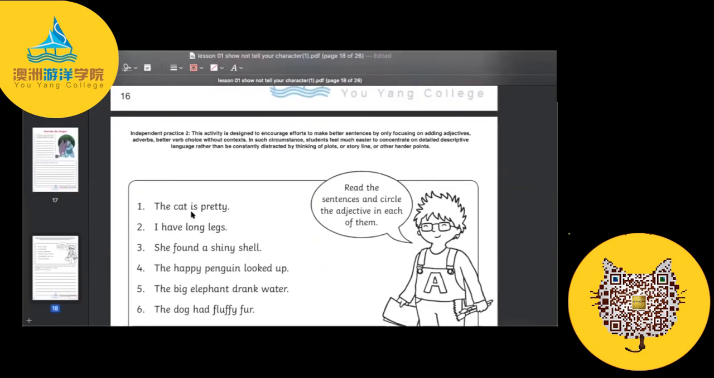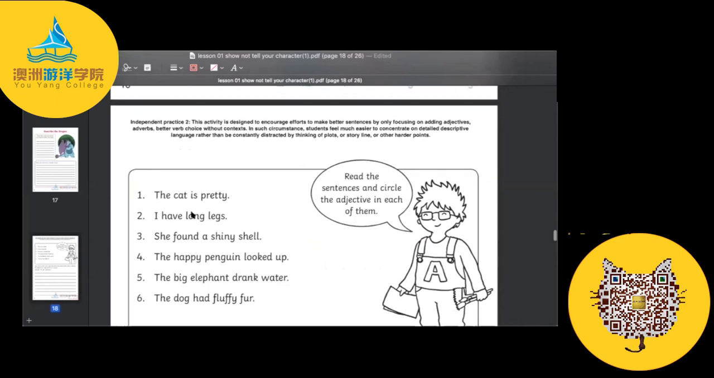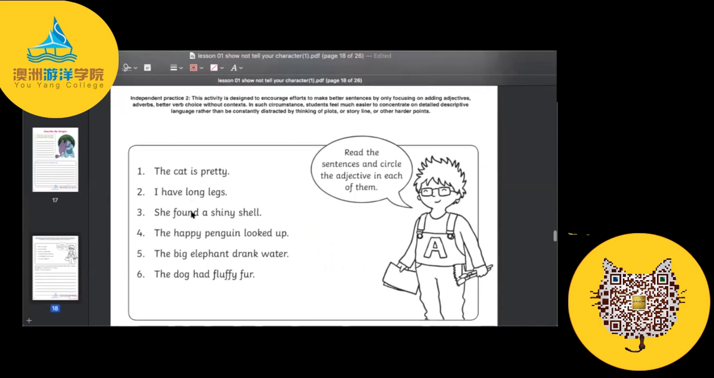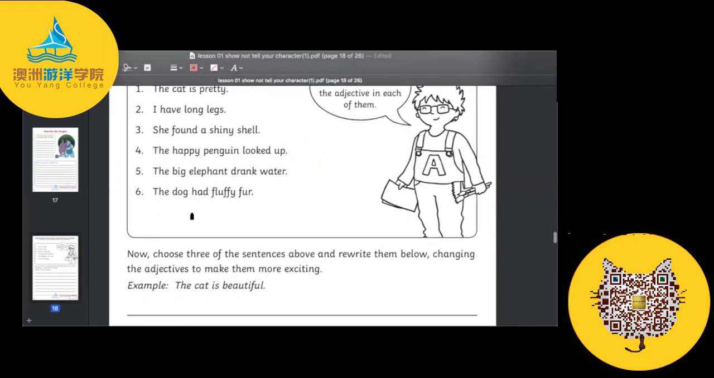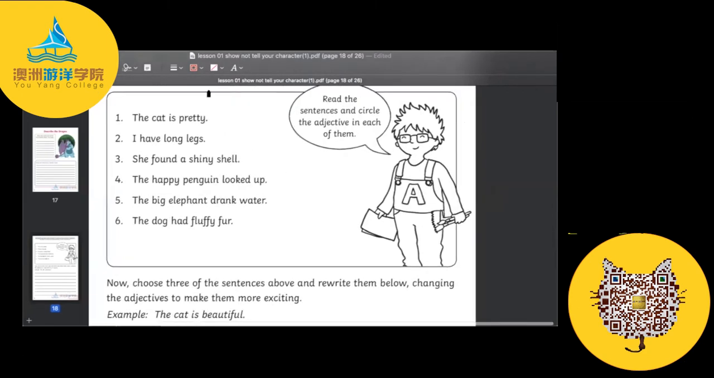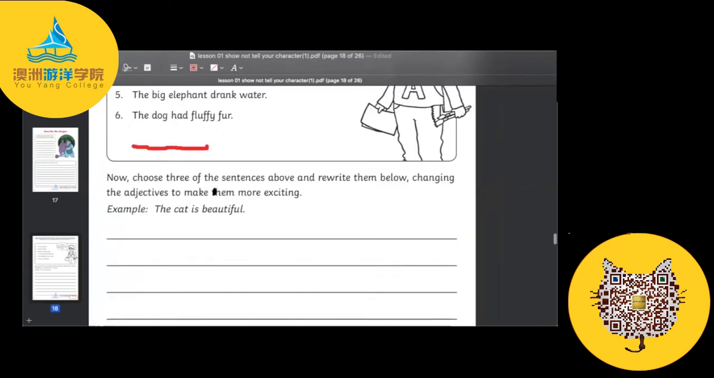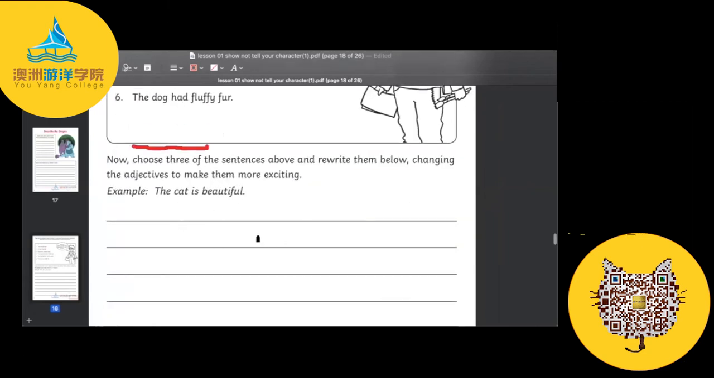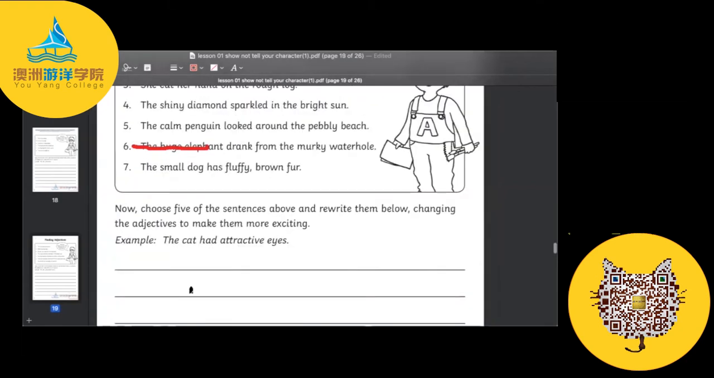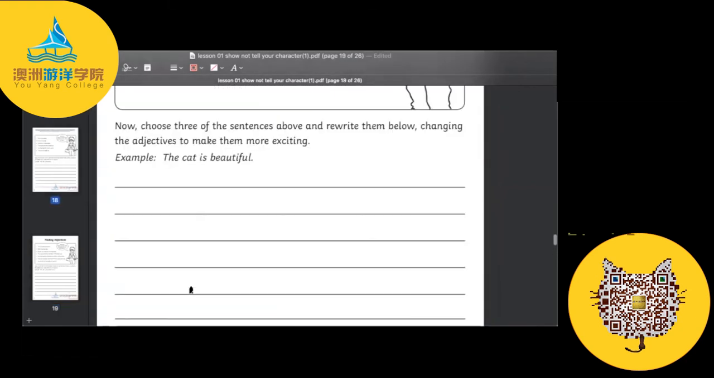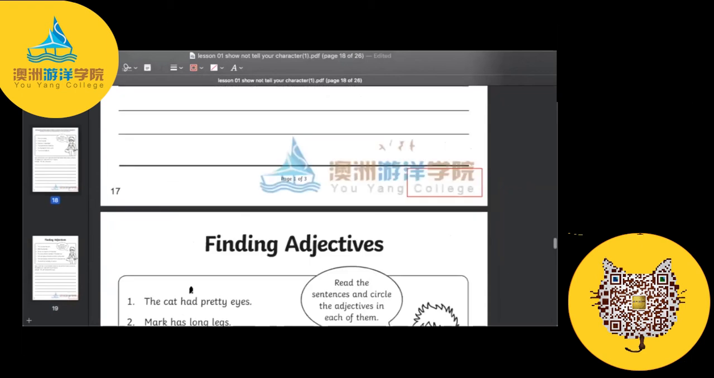And then let's see. So this is adjective practice. You're just finding the adjectives, and it's just like the exercise we did before. You can think about how to show, not tell, that the cat is pretty, for instance. That's what you do in this section down here. And then this is another finding adjectives activity. I think, is it the same? Oh, it's slightly different. Yep.